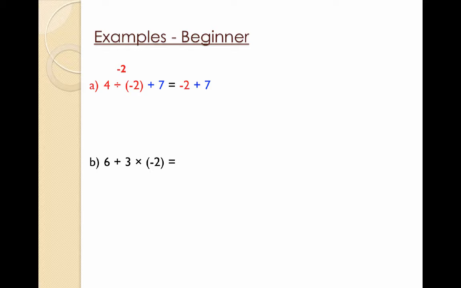I still have a plus 7 on the end, so I'm going to need to work out what minus 2 plus 7 is to get my final answer. And that is going to be 5. I've highlighted that because that's what we should do with our answers, highlight them so it's easy to go back and check them later on.